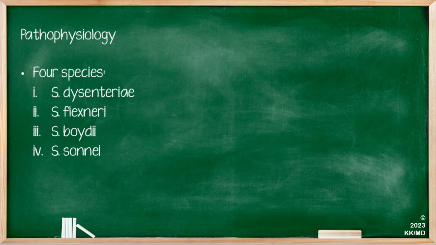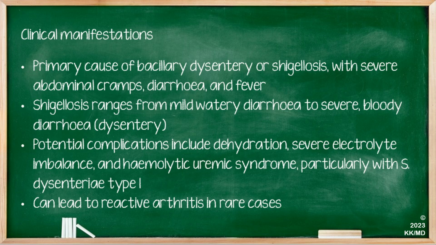There are four species of Shigella. These include Shigella dysenteriae, Shigella flexneri, Shigella boydii, and Shigella sonnei. The clinical manifestation is that it is primarily a cause of bacillary dysentery or shigellosis, which causes severe abdominal pain, diarrhea, and fever. Shigellosis can range from mild watery diarrhea to severe bloody diarrhea, which is where the word dysentery comes from.